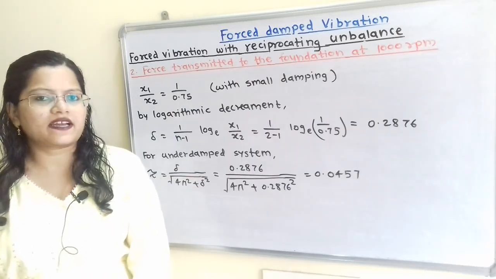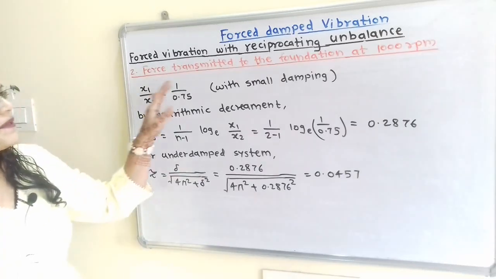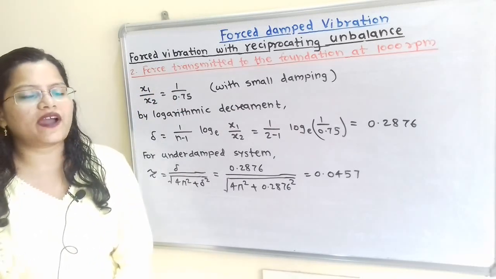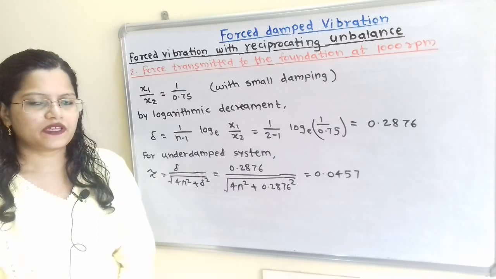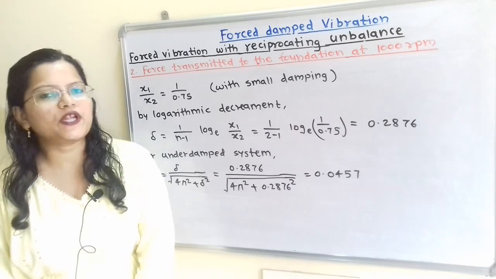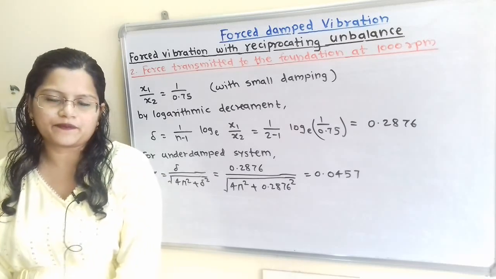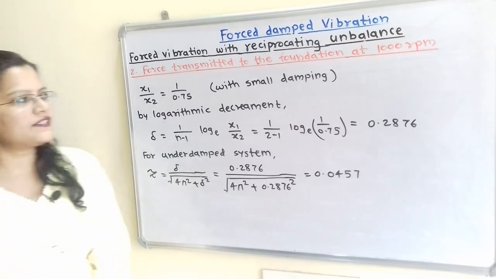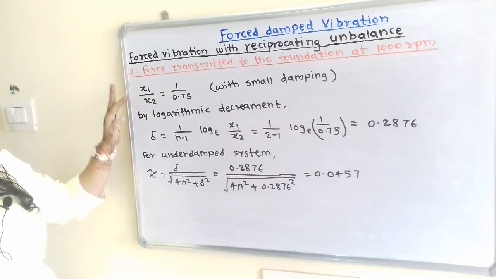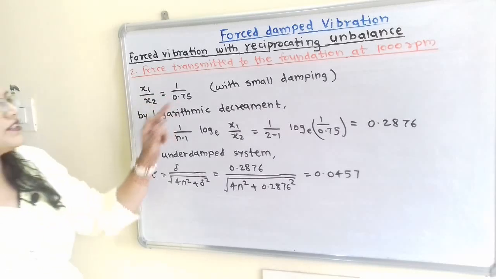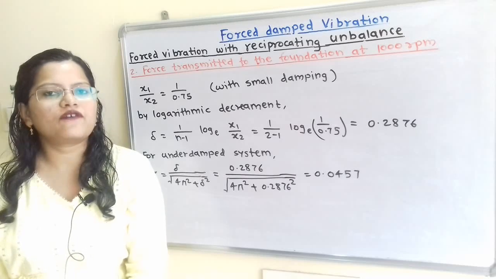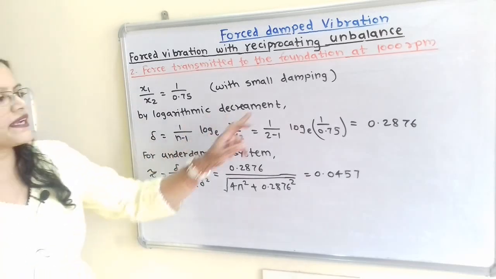We will move to the second question: force transmitted to the foundation at 1000 rpm. That means we have to find out the value of Ft. Now we are given the ratio of successive amplitudes with small damping. So when the damping is very small, the ratio of successive amplitudes x1 by x2 is equal to 1 by 0.75. So we will find out the value of delta by logarithmic decrement.